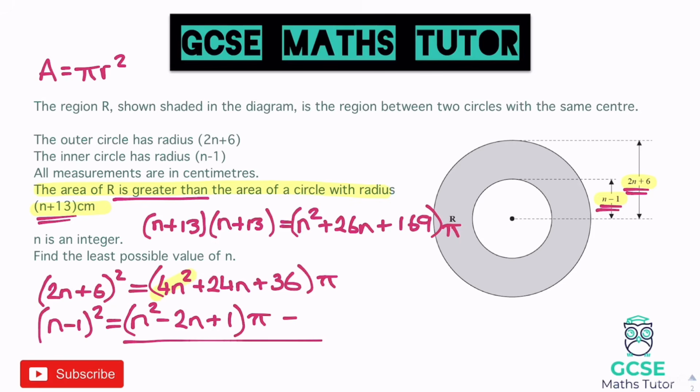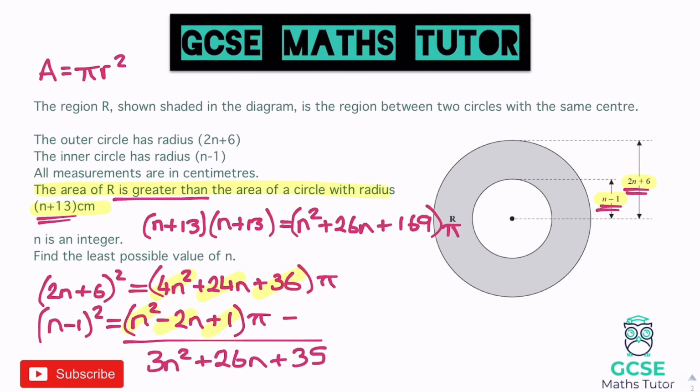So we've got 4n squared, take away that n squared there, and that leaves us with 3n squared. We've got 24n, we're going to take away negative 2n, so taking away a negative, that's going to add it on, so it's 24n plus 2n, so that's plus 26n. And then for our last piece, we've got 36, and we're going to take away 1. And 36 take away 1 gives us positive 35. Right, there we go. So that is the area of our shaded region.